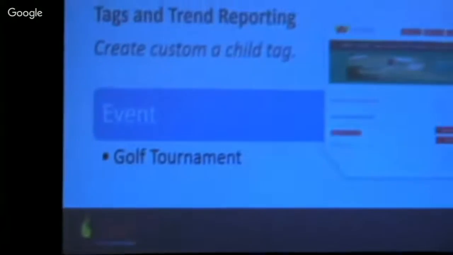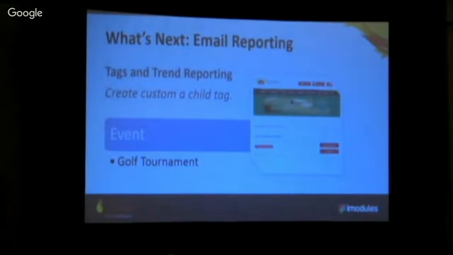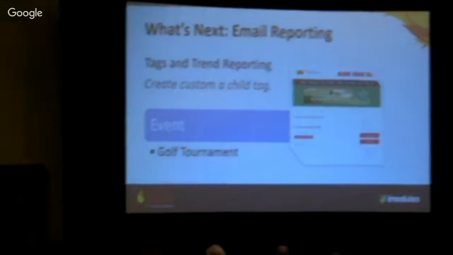It will also be possible to create custom child tags underneath. So in this example, the parent tag is event, but Wentworth went ahead and created a child tag underneath that for golf tournament. This means that in email reporting, they'll be able to click on that golf tournament tag and compare the performance for that whole campaign set of emails. So all of their golf tournament emails for the given year that they're in, as well as previous years, they'll be able to look at that and say, okay, are we doing better with our communication relationship to the golf tournament, or are we doing worse?